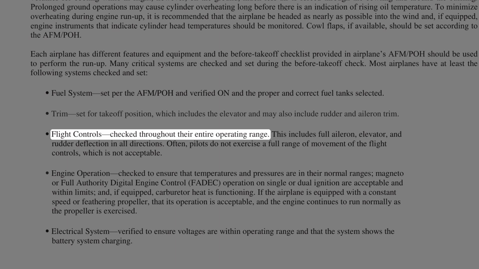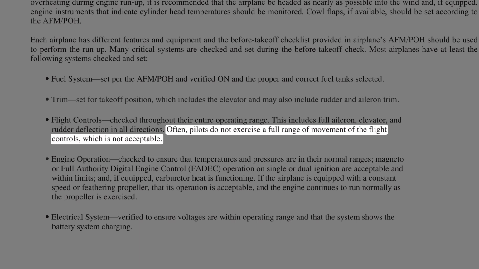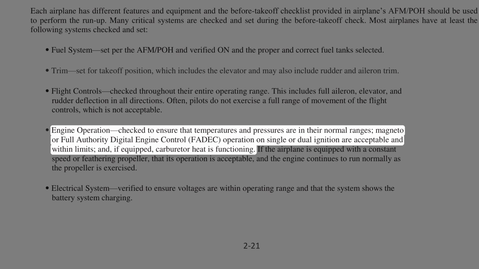Flight controls, checked throughout their entire operating range. This includes full aileron, elevator, and rudder deflection in all directions. Often, pilots do not exercise a full range of movement of the flight controls, which is not acceptable. Engine operation, checked to ensure that temperatures and pressures are in their normal ranges. Magneto or full authority digital engine control, FADEC, operation on single or dual ignition are acceptable and within limits, and, if equipped, carburetor heat is functioning.